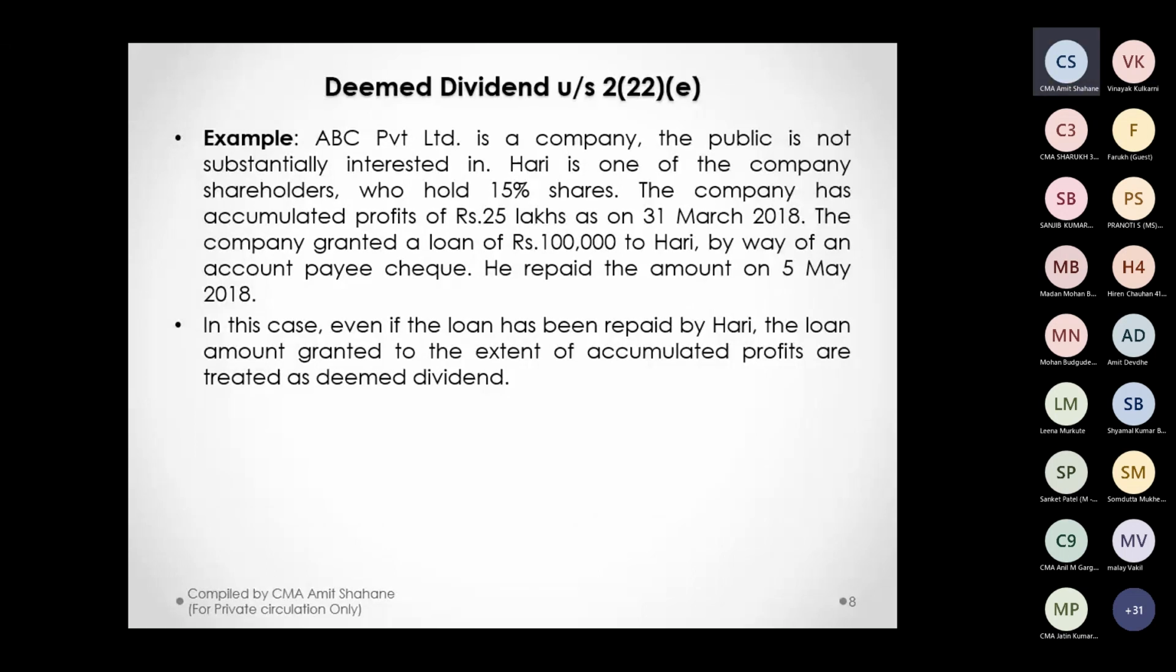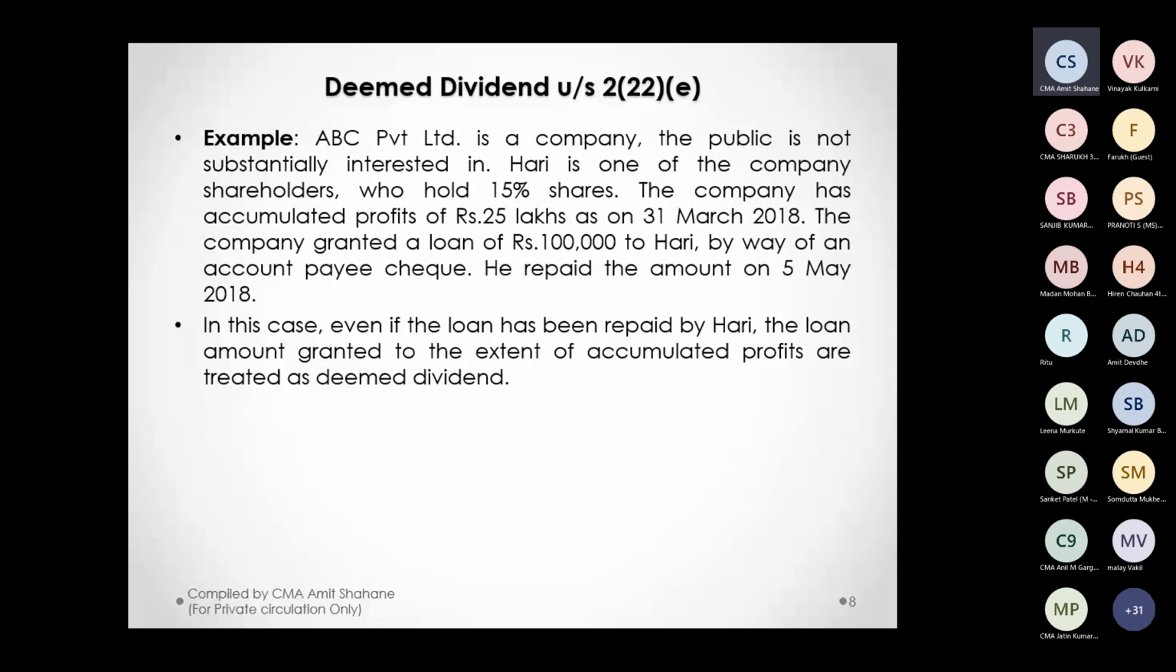Just a small example. ABC Private Limited is a company. The public is not substantially interested. Hari is one of the company's shareholders who holds 15% shares. The company has accumulated profits of 25 lakhs as on 31st March 2018. The company granted a loan of 1 lakh rupees to Hari by way of an account payee cheque. He repaid the amount on 5th May 2018.